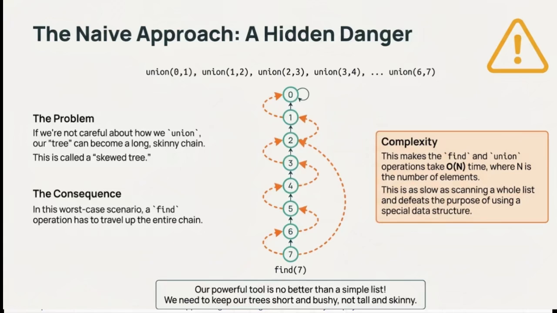But there is a huge flaw here. If we do our merges in just the wrong order, we can end up creating a tree that's not bushy and balanced, but is instead long and stringy, basically a linked list. And in that worst-case scenario, to find the root, you have to walk down that entire chain. That's a linear time operation, O(n). And for what we want to do, that is just way too slow.